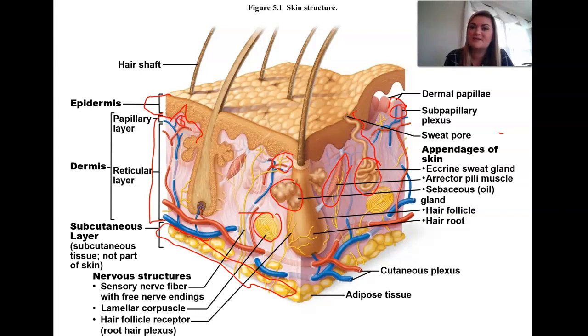Now, if you notice, the hair is actually going to just be an extension of the epidermis, but it does dive deeper into the dermal portion of the skin. And next, coming on down, you have what's referred to as the hair follicle, which is going to be the upper outer portion, and then the hair root, which is going to be found within.